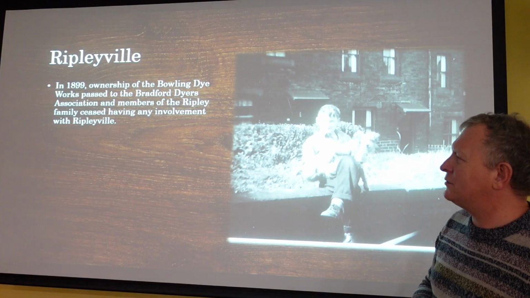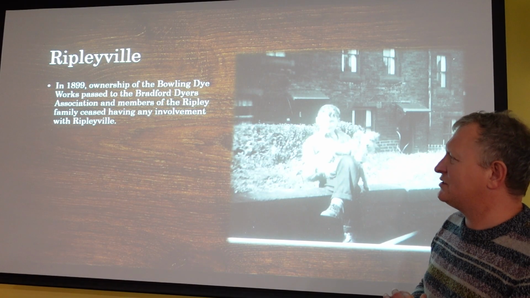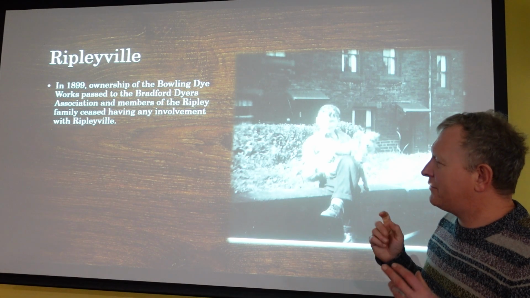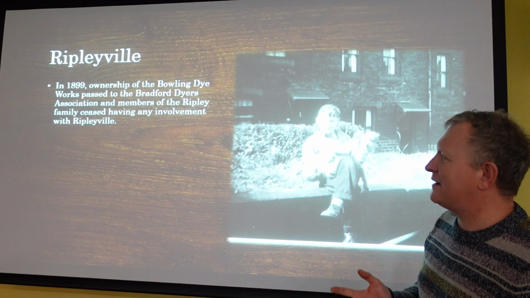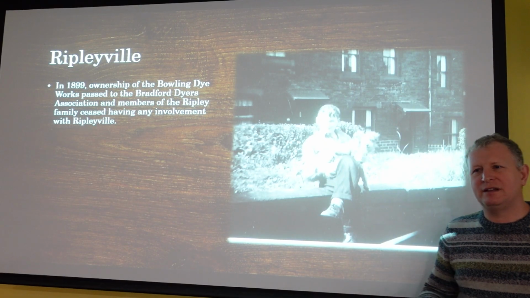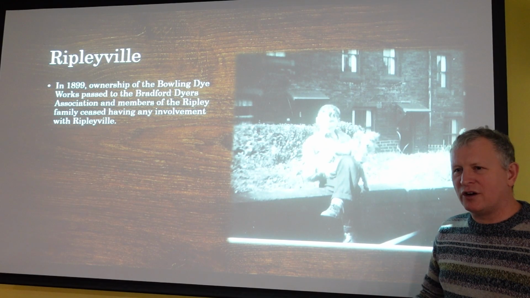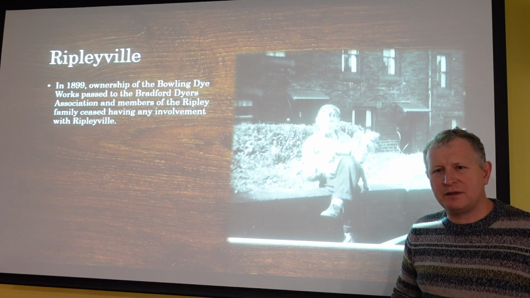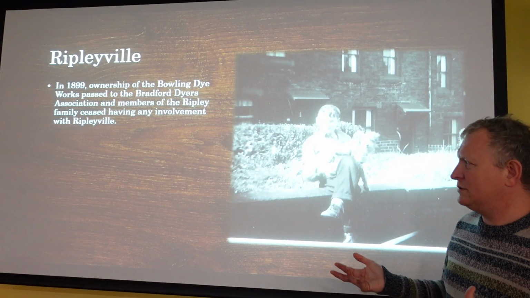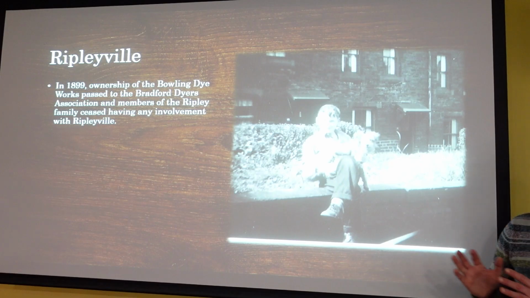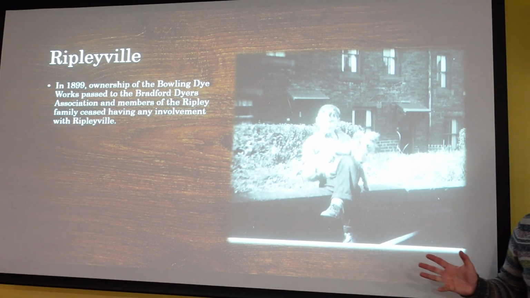1899, the ownership of Bowling Dye Works changes. It passes to the Bradford Dyers Association. So from this point onwards, members of the Ripley family basically ceased to have any involvement with the Ripleyville area. So there was still the Ripley Trust, but the Ripley Trust was made up of people who were not members of the Ripley family, and they didn't own any of the businesses anymore in the area either. So they now have no involvement whatsoever.